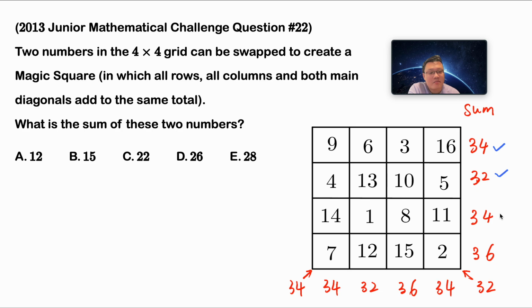Guys, to get the magic sum, we can just focus on the rows. If you take a look at the rows, you got 34, 32, 34, 36. What's the average, guys? The average is easy to get, which is just 34. That means the magic sum is 34. Okay, so after swapping those two numbers, the sum of each row, column, and main diagonal must be 34. And so far, some sums are not 34, so let's see what we should do.